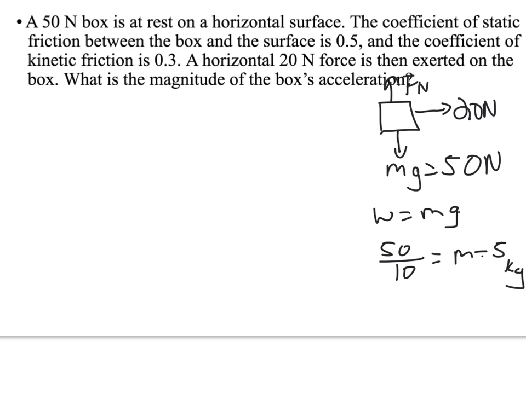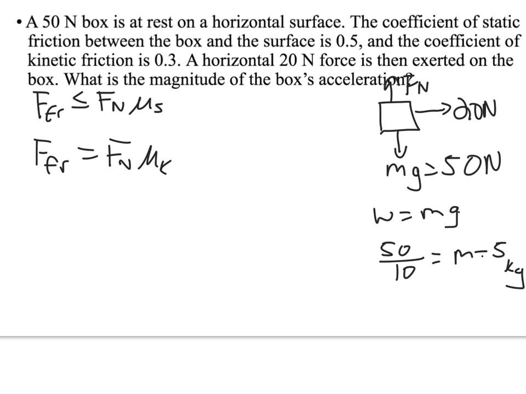So I want to do two things first. Because I'm going to be working with friction, I need to know what my normal force is, because in both of our friction equations, for static friction, the force of friction is less than or equal to the normal force times the coefficient of static friction. And for kinetic friction, it's equal to the normal force times the coefficient of kinetic friction. So either way, if I've got a friction force being applied to an object, I have to know what my normal force is.